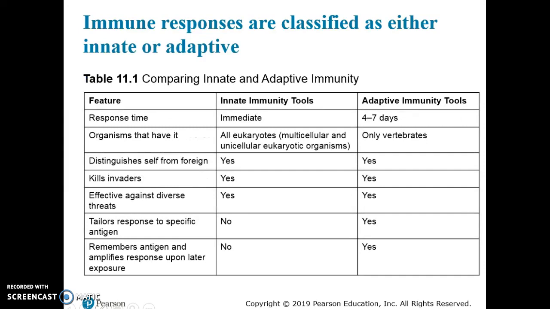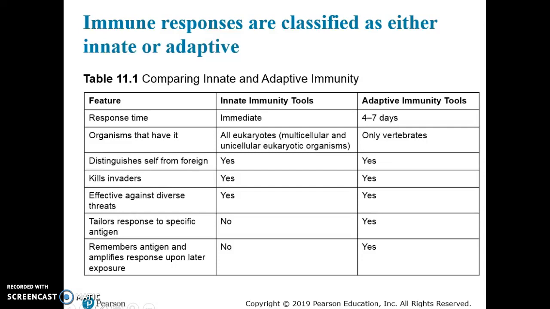Alright, table 11.1 compares innate and adaptive immunity. And some of the key features are going to be the response time. Organisms that have it, we're not really going to focus on that. Able to distinguish from self and foreign material. Can it kill invaders? Can it be effective against diverse threats? And then does it tailor response to specific antigens? And does it remember antigens?